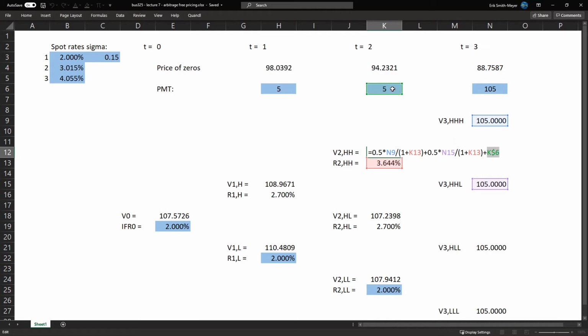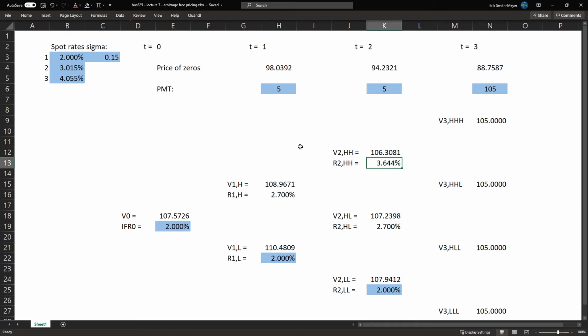Okay. So using this 3.644% interest rate, the present value of half times this and half times this plus the coupon, which is not discounted, would be 106.3081. Okay? We don't know if this is the correct interest rate because we have to calibrate our interest rate tree.